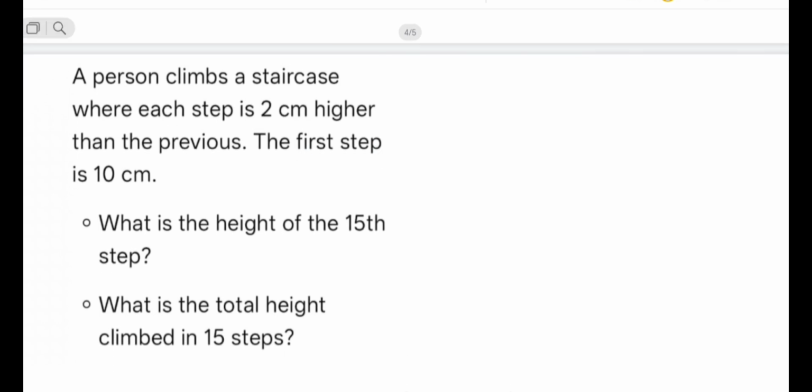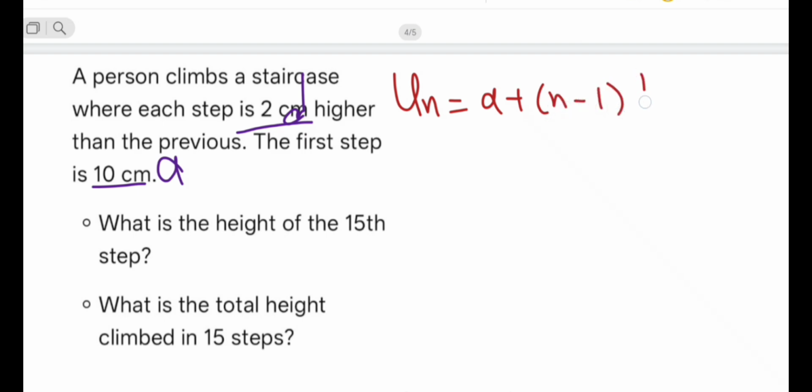Look at this question. This is a word problem. In this question, a person climbs a staircase where each step is 2 centimeters higher. 2 centimeters, 2 centimeters, 2 centimeters. It is a constant, which is d. So this is d. The first step means a. What is the height of the 15th step? We will find the 15th step. So look here, we will use the nth term formula. So Un equals a plus n minus 1 into d.